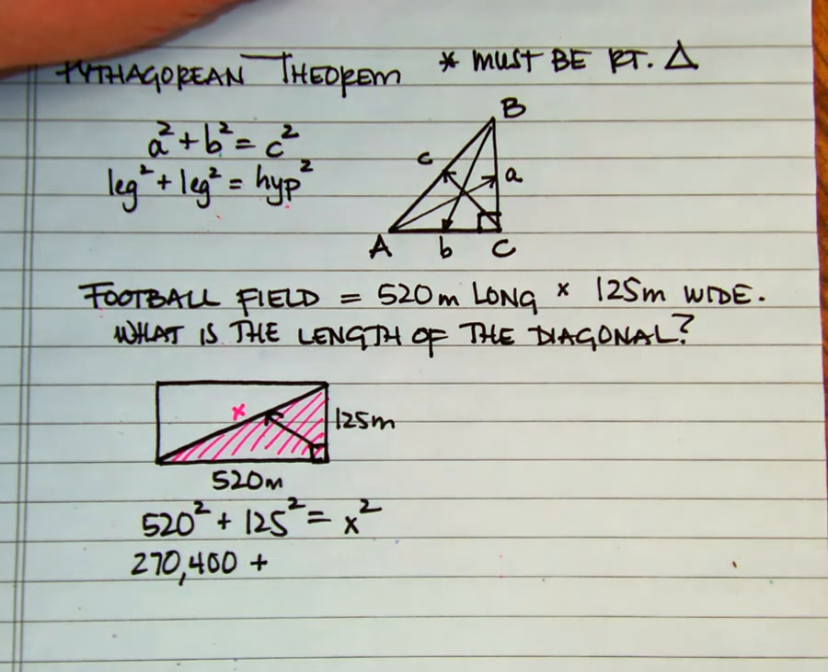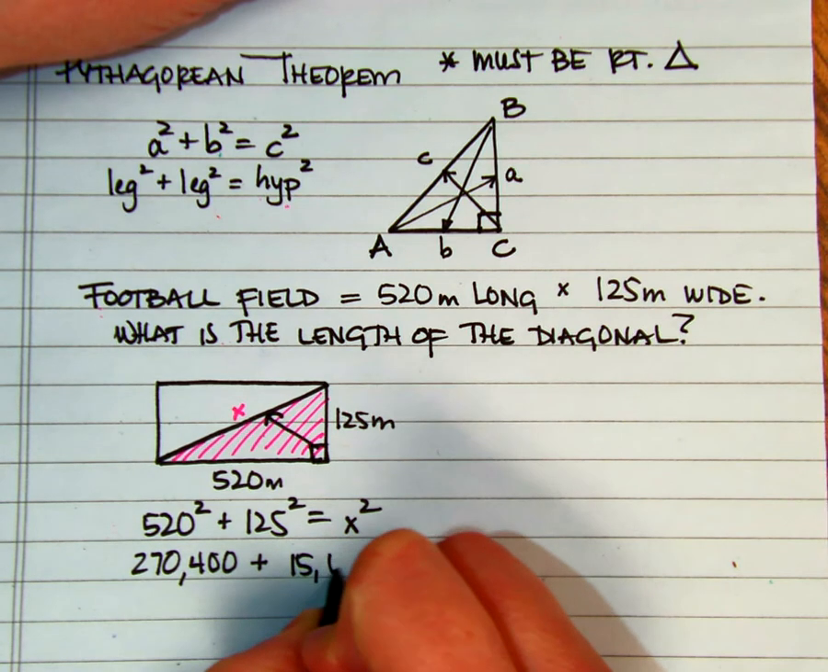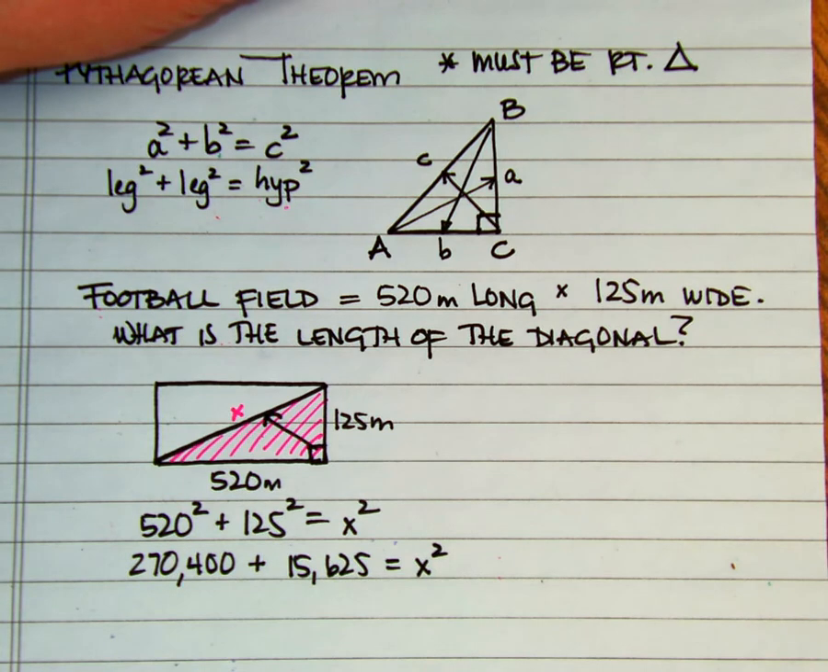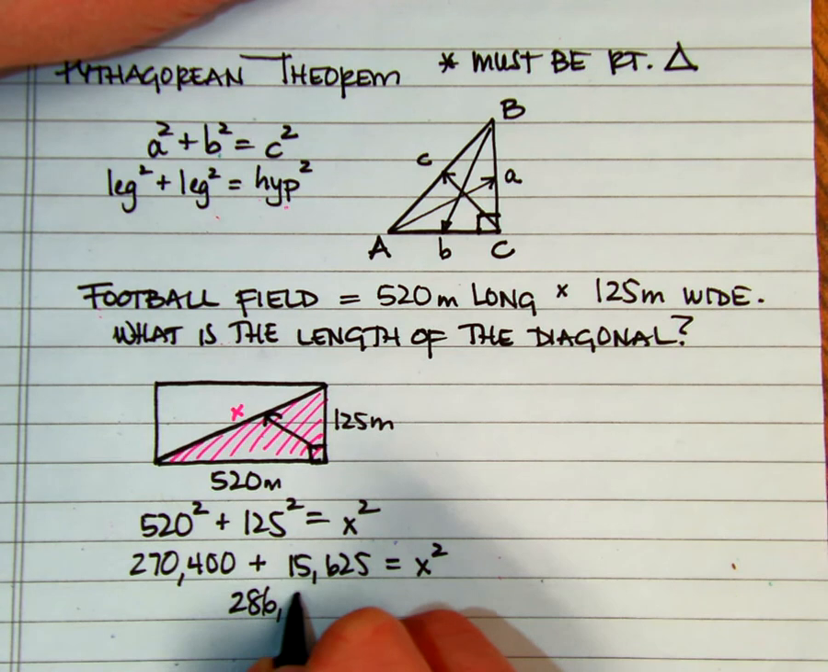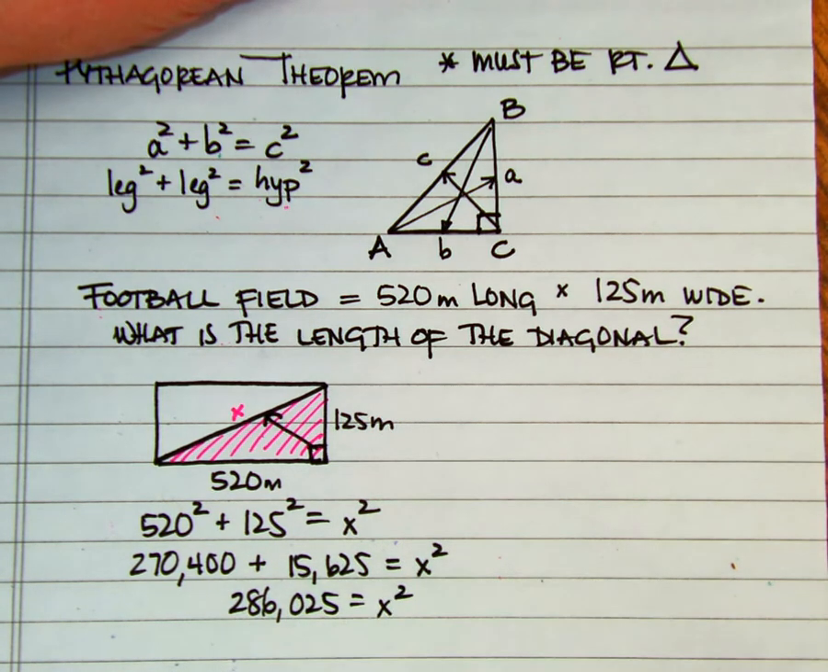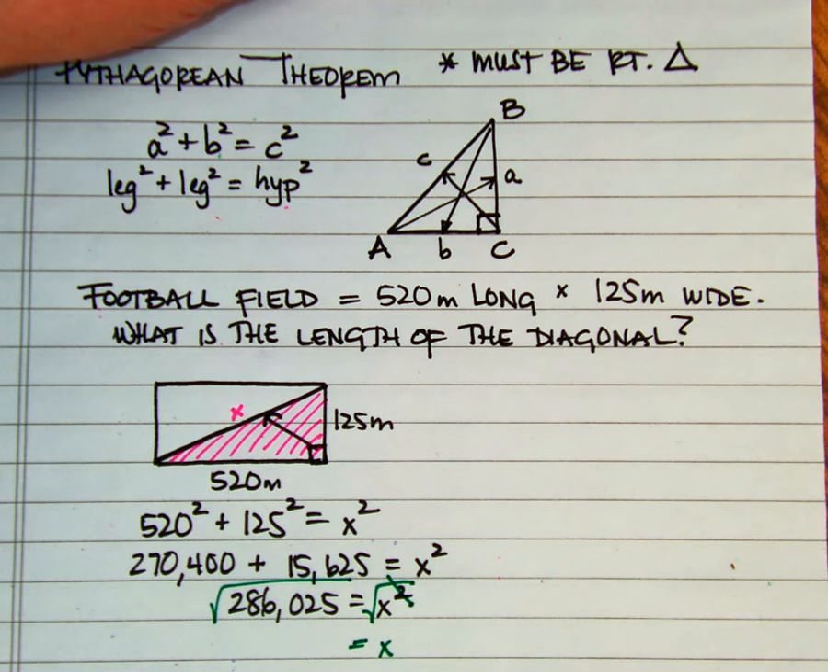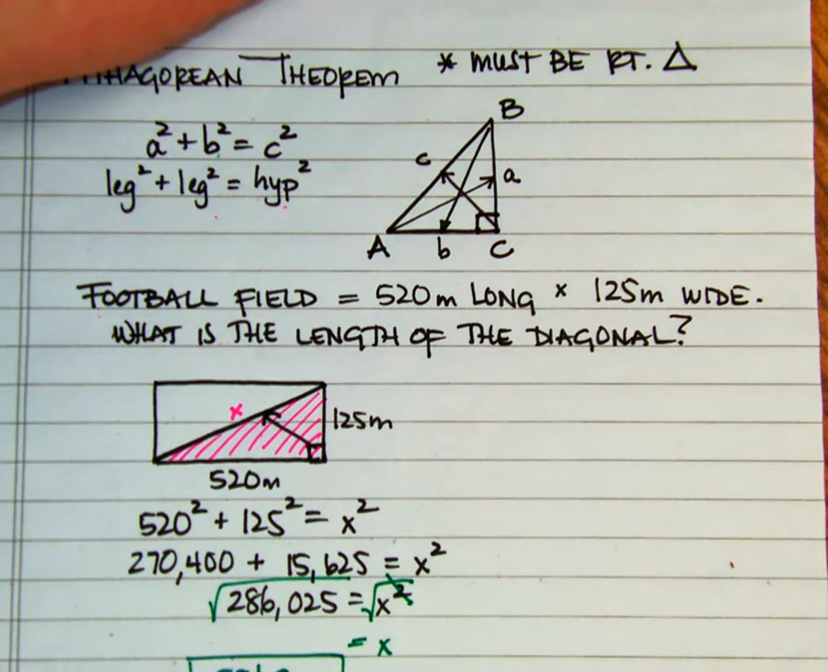520 squared is 270,400, plus 125 squared is 15,625. That is going to equal the diagonal squared, x squared. Add those two numbers together and we get 286,025. Remember how we solve for x is that we have to take the square root to get rid of the squared. So x is going to equal the square root of that number, which is about 534.8 meters.